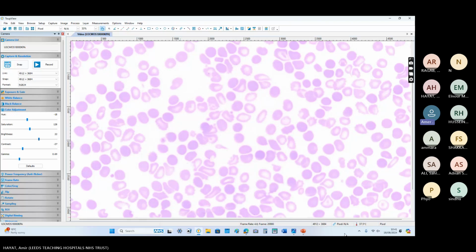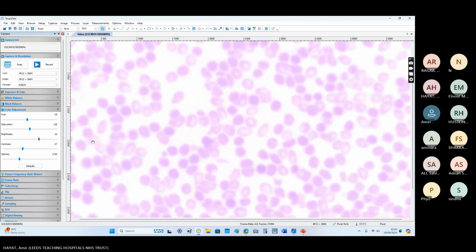Her hemoglobin was 52, so she has been transfused as well. MCV is 71. Platelet count is 142. White cell count is 4. This is the blood film. What do you suspect this patient has?